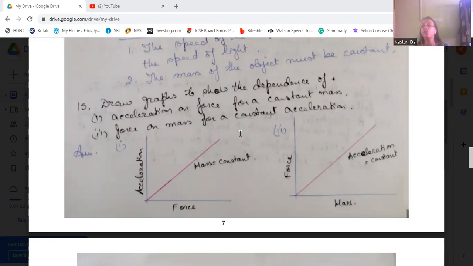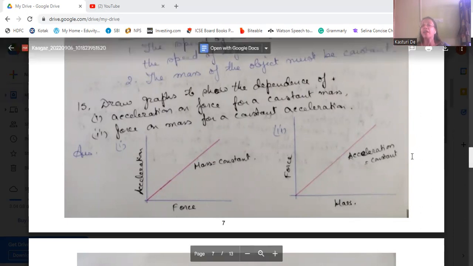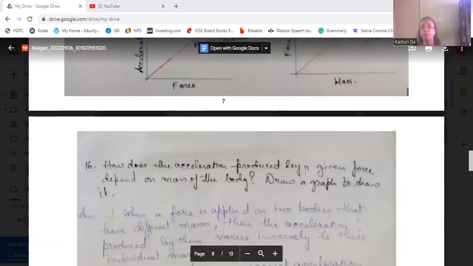And in the second case, force on mass for a constant acceleration. In this case, force will be taken on the y-axis and mass on the x-axis, and acceleration will be constant, so that will be a straight line passing through the origin.